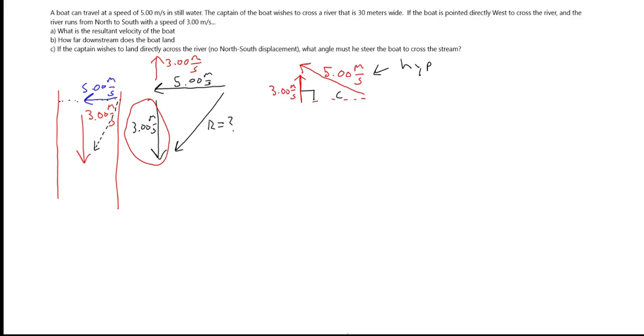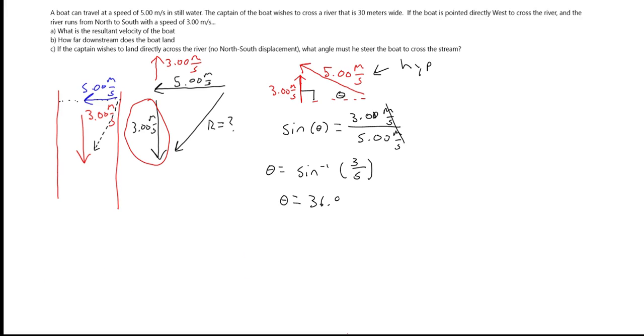So in order to find that angle, I'm going to use my sine function. And I'm going to say that sine of theta is equal to opposite over hypotenuse, which is 3.00 meters per second divided by 5.00 meters per second. Take my inverse sine function in order to find theta. Inverse sine of 3 over 5.